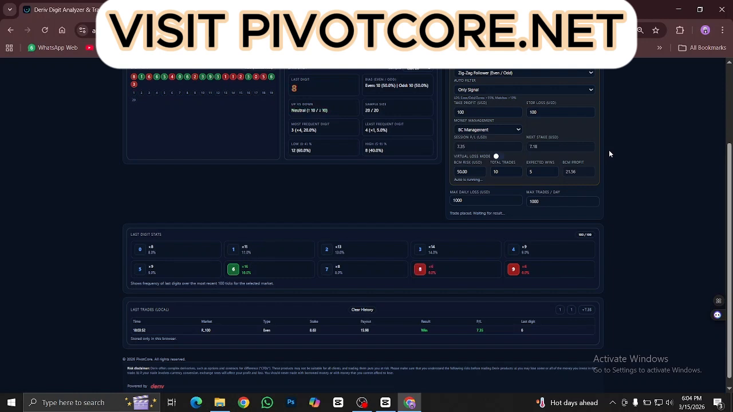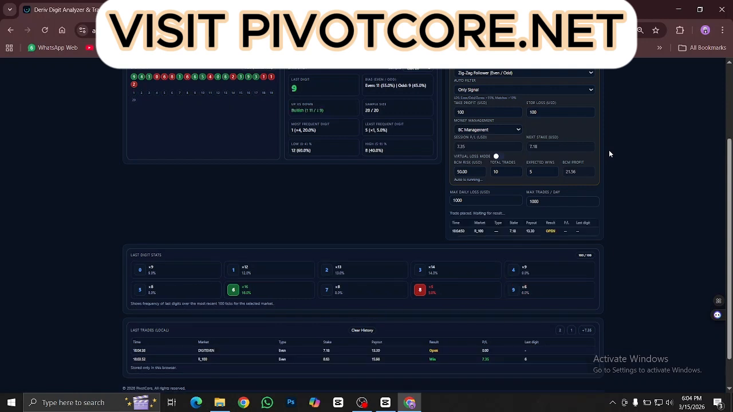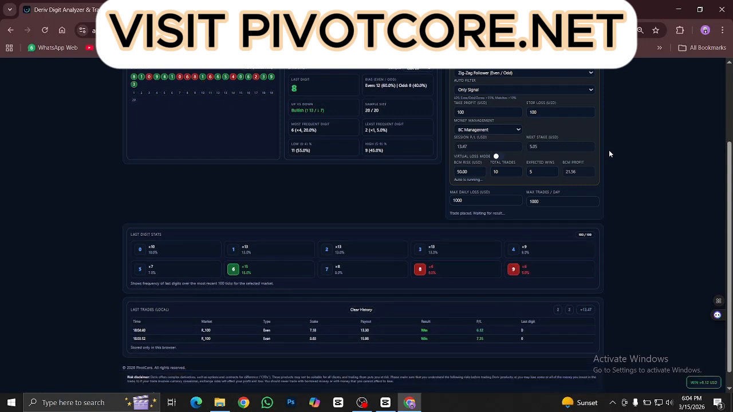Watch as the platform takes over. As the trades start rolling in, notice the interface. It's clean, fast, and gives you real-time data. We are looking for those specific digit patterns. On Deriv, doing this manually can be exhausting, but here, the bot identifies the entry points based on the parameters we set. We've hit our first few trades, and the consistency is exactly what we're looking for. No panic, no over-trading, just pure logic.